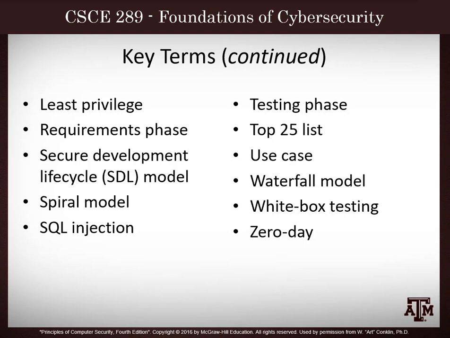Top 25 list, SANS and MITRE, 25 most dangerous programming errors. Use case. This is a review process that can understand the requirements of a piece of software. The review process use cases is tell me in words how this is going to be used.